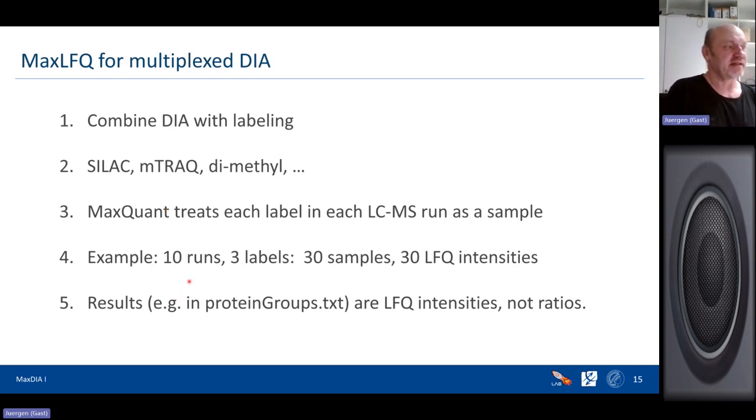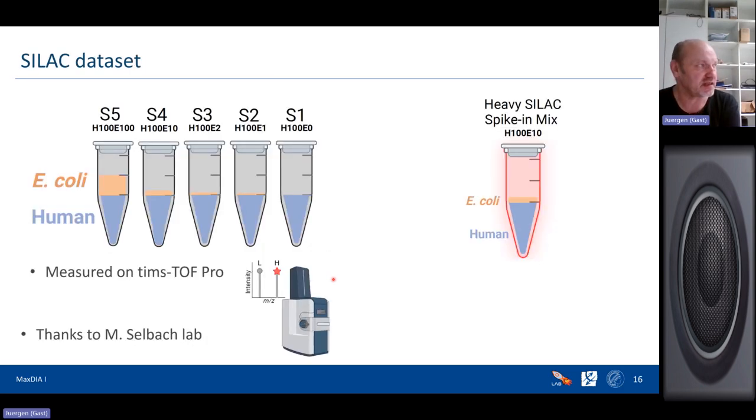If you have 10 LC-MS runs and you have 3 labels, you would just get a matrix that looks like you have 30 samples. I mean, that's also indeed what you have. And you get 30 columns with LFQ intensity. So this is very easy to proceed to the next step and do your t-test and clustering on this kind of data. So the results are again LFQ intensities, not ratios between heavy and light or something like this, although we also provide these, but this is not the main result, and you find them in the proteinGroups.txt file as you would find it for DDA results.